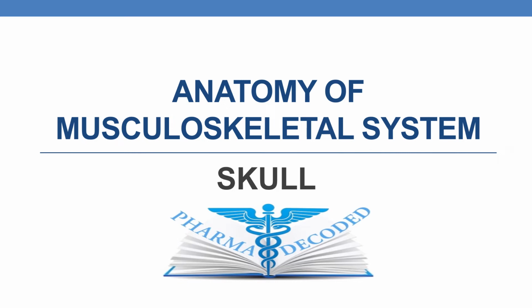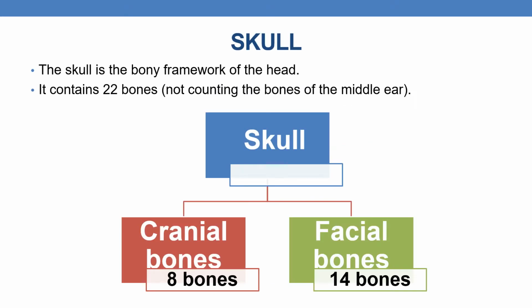Hello everyone, now let us discuss the anatomy of the musculoskeletal system, the skull. The skull is the bony framework of the head. It contains 22 bones, not counting the bones of the middle ear. The skull bones are majorly categorized into two types, cranial bones and facial bones. The total number of skull bones is 22, comprising 8 cranial bones and 14 facial bones.